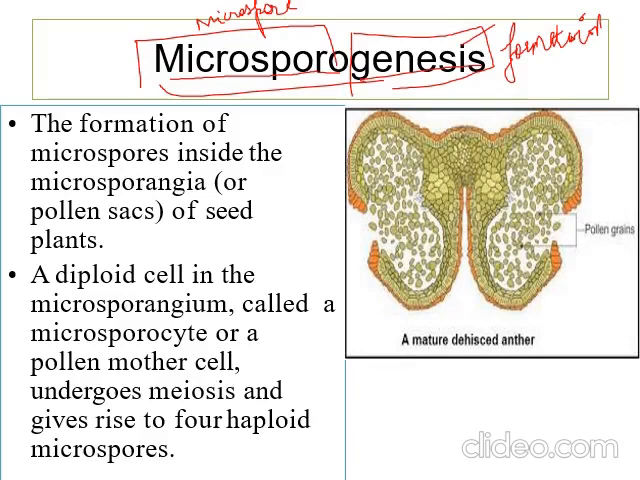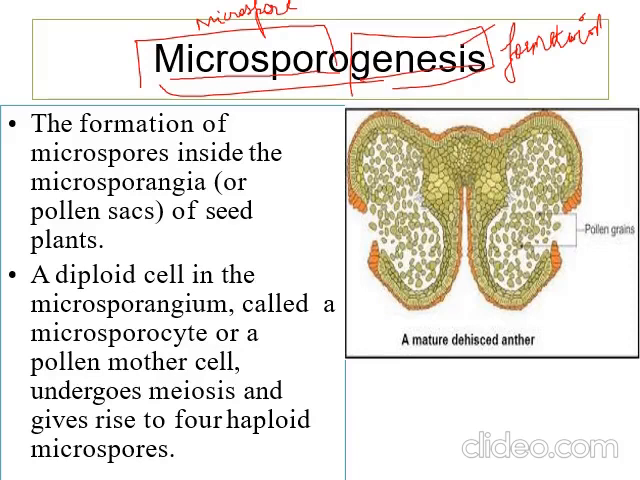The formation of microspores takes place inside the microsporangia, and these microsporangia are also referred to as pollen sacs. When we studied the longitudinal section of the anther, we went through the pollen sacs and microsporangia. So microsporangia, also referred to as pollen sacs, hold the pollen grains that are formed in the seed plants. And the second point, we'll see that it is a diploid cell in the microsporangium.